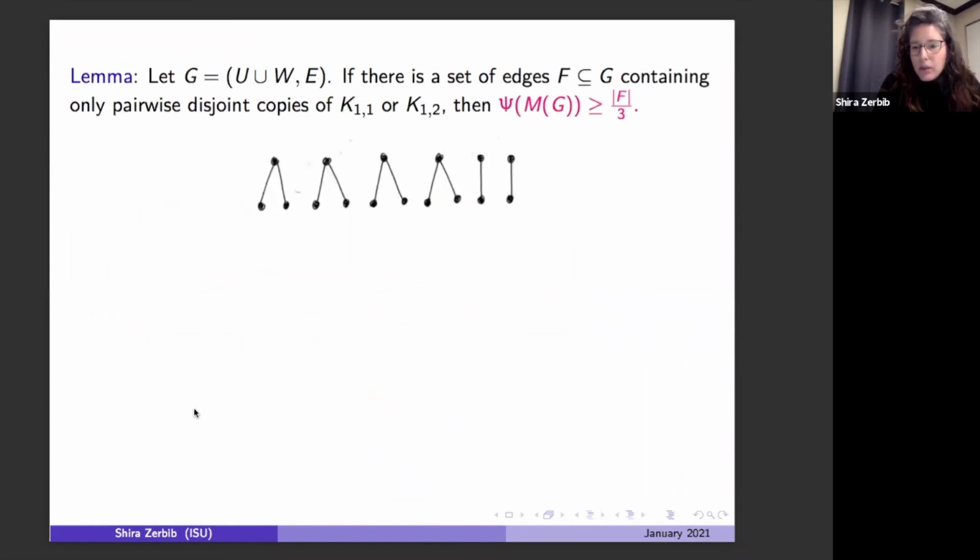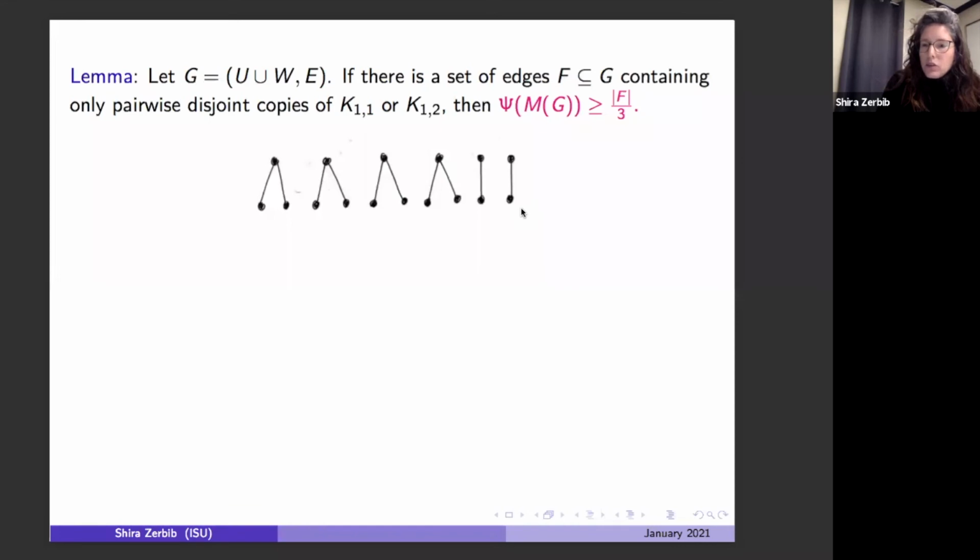So we have 2 lemmas that we use. The first lemma is that if we have a bipartite graph G on vertex sides U and W, and if we have in G a set of edges F that contains only either K11, namely disjoint edges, or K12, so stars with 1 vertex in U and 2 vertices in W, and these are disjoint, then psi, the result of the Meshulam game on the matching complex of G, is at least the size of F over 3.